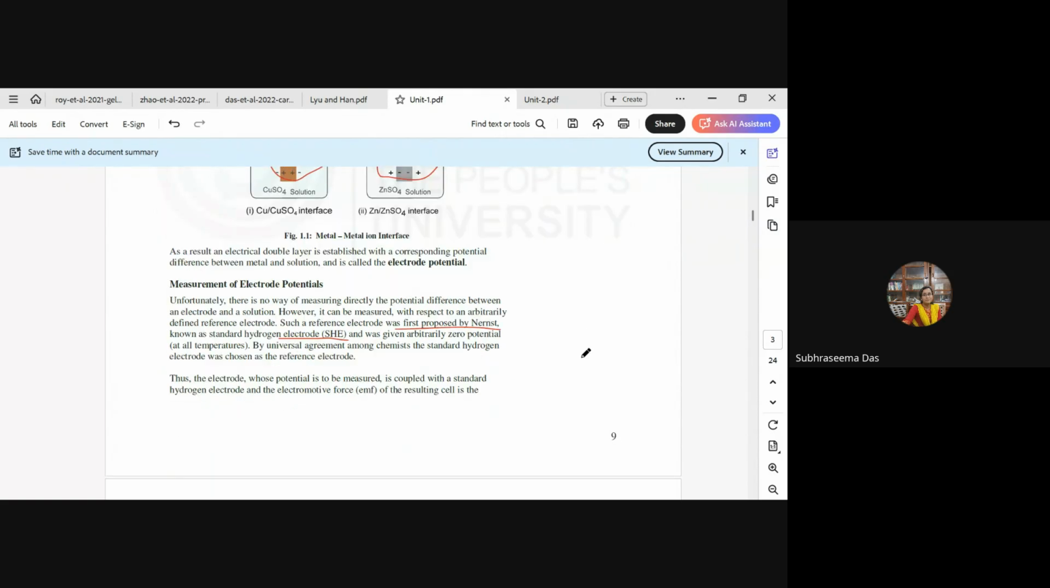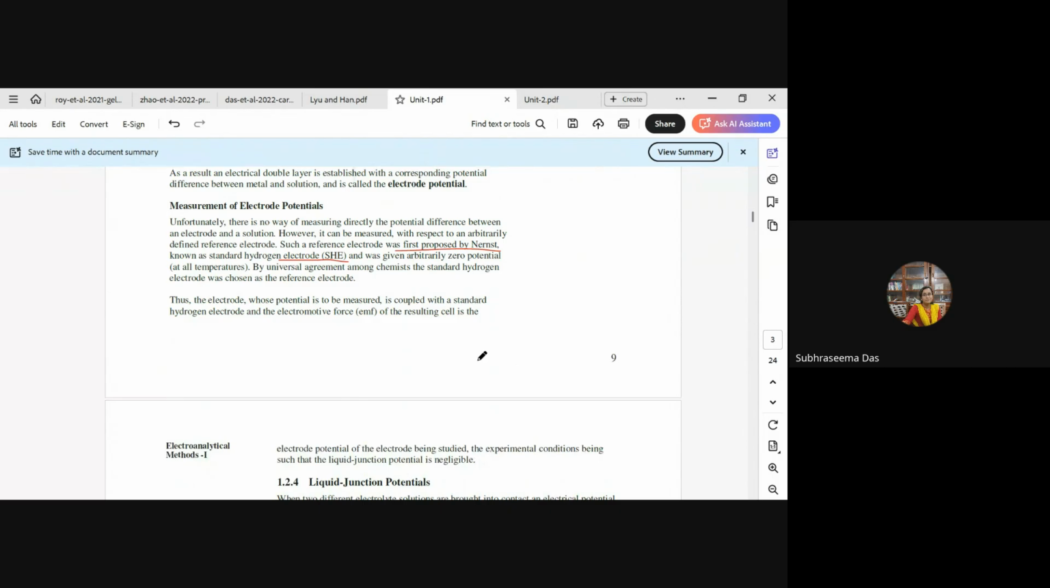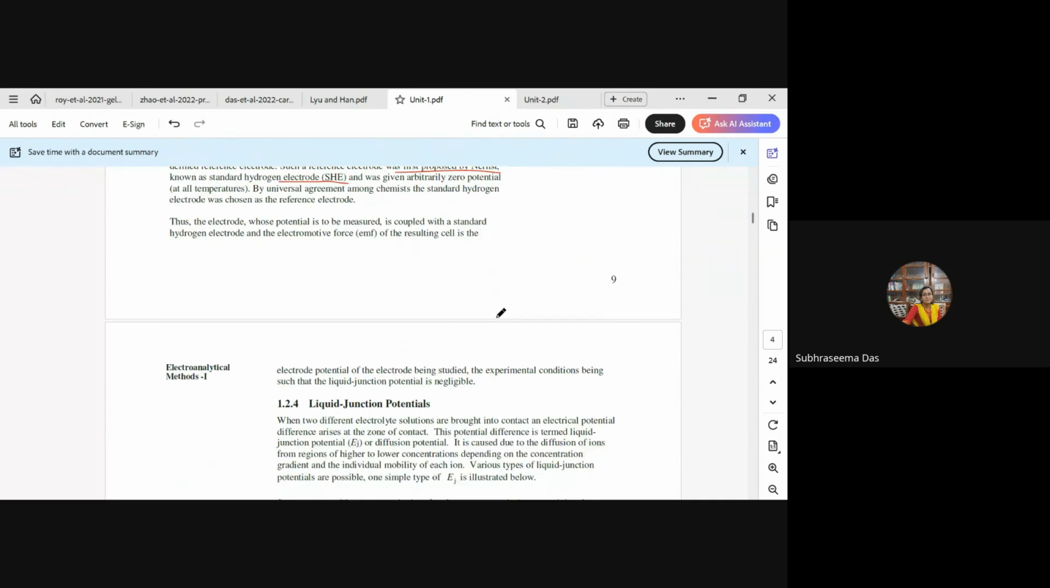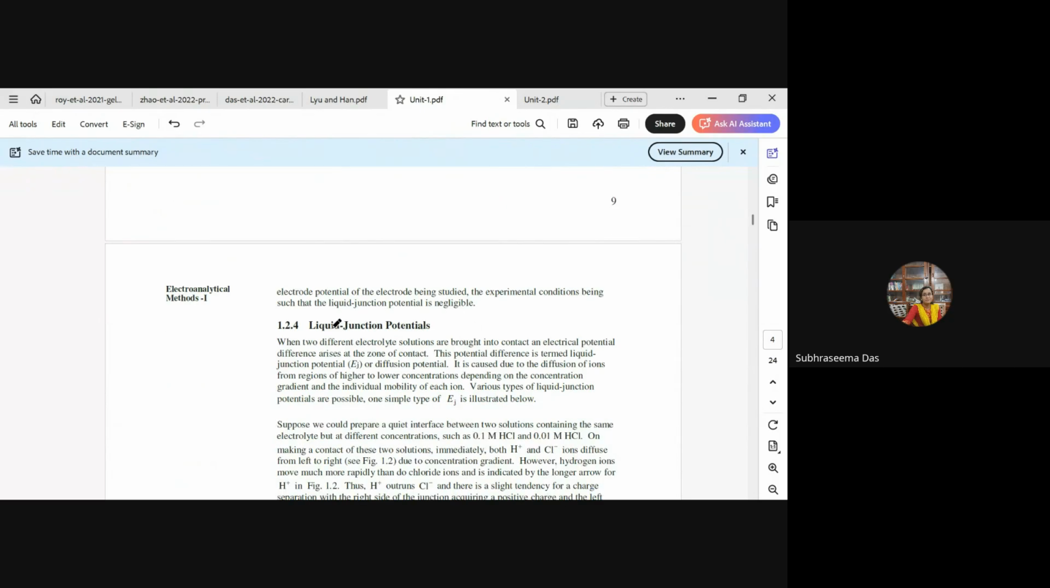So whenever we want to measure the electrode potential, what we do is we couple our sample with the standard hydrogen electrode, and then the electromotive force of the resulting cell is measured, and then we find out the electrode potential of our sample. Then there is a very important concept here that is called LJP, the liquid junction potentials.